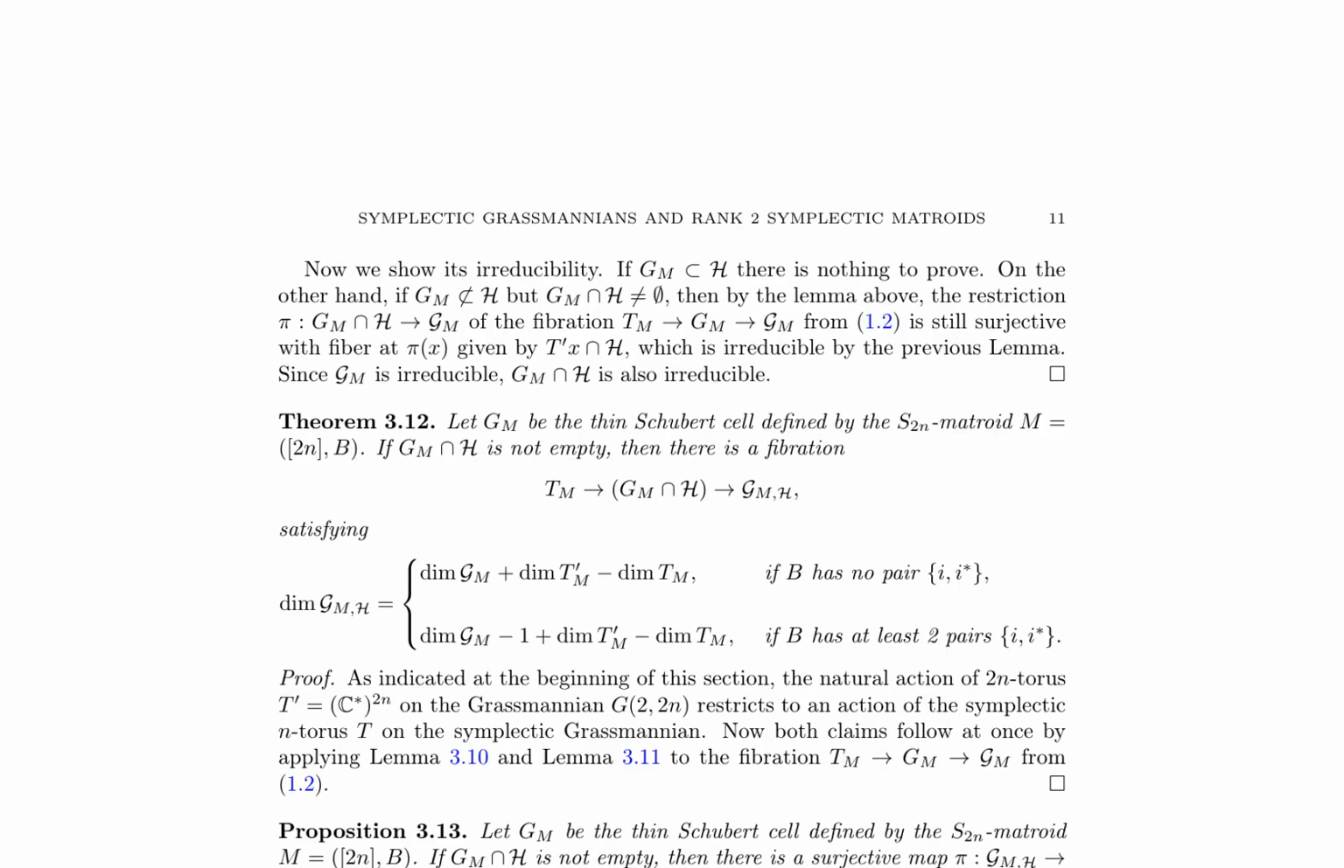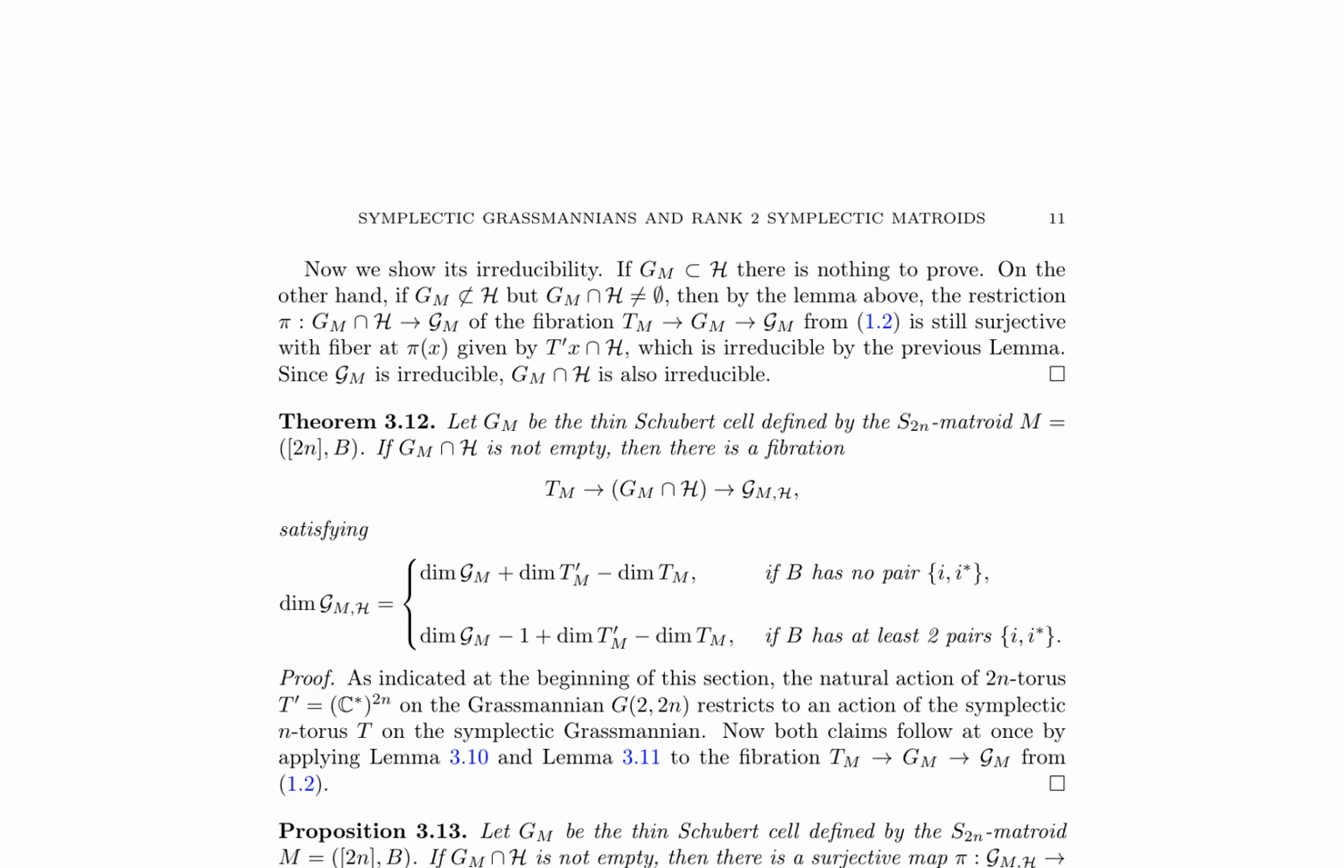The authors demonstrate the irreducibility of the symplectic Grassmannian G_M, a crucial component in the study of symplectic matroids. They prove that if G_M intersects a subspace H, then the intersection G_M ∩ H is also irreducible. This is achieved through the construction of a fibration T_M → G_M ∩ H → (G_M ∩ H)/T_M, where T_M is the tangent bundle of G_M, and H is a subspace of G_M.